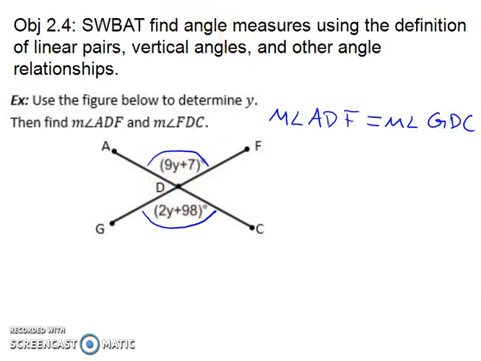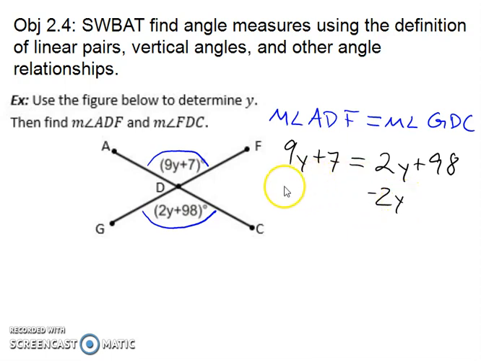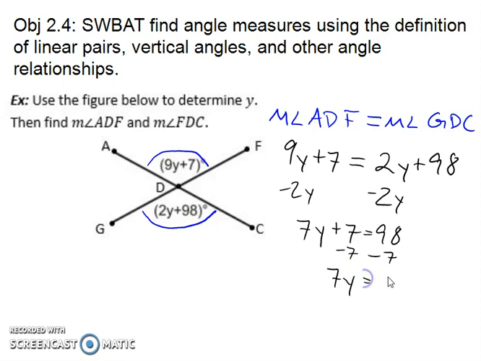And then we can just plug in the information they gave us. So we have 9y plus 7, that's measurement of angle ADF, is equal to 2y plus 98. I'm going to subtract 2y on both sides, which gives me 7y plus 7 equals 98. Subtract 7 on both sides, we get 7y is equal to 91. And then finally, when you divide by 7, you get that y is equal to, 91 divided by 7 should be 23. So I found y.